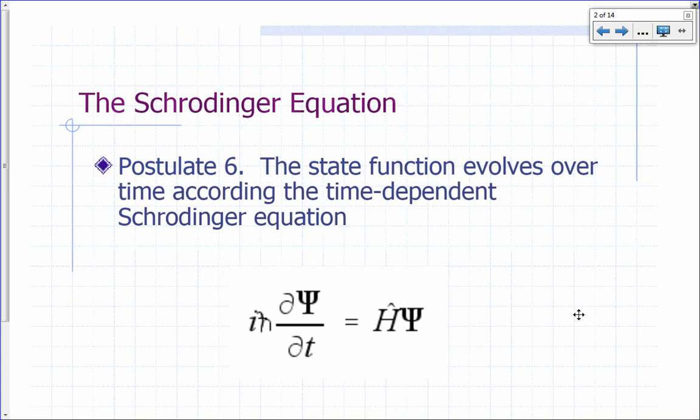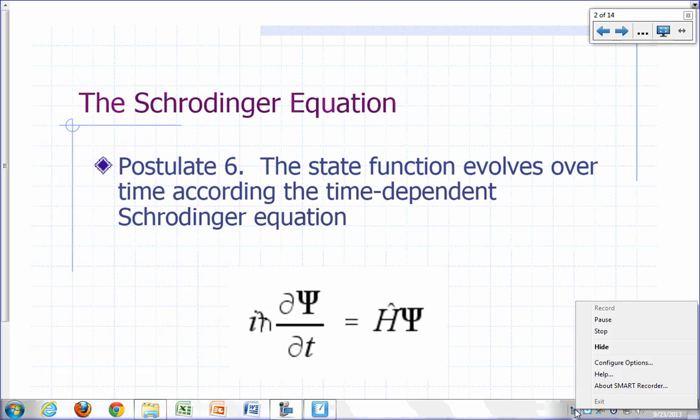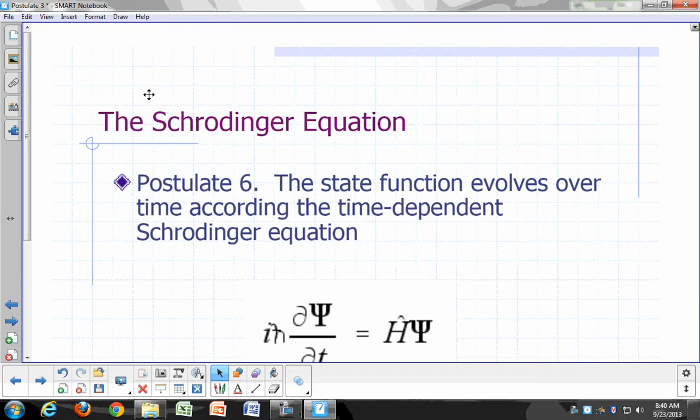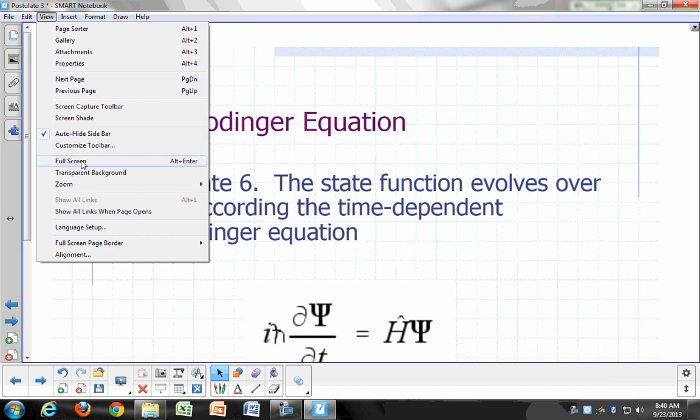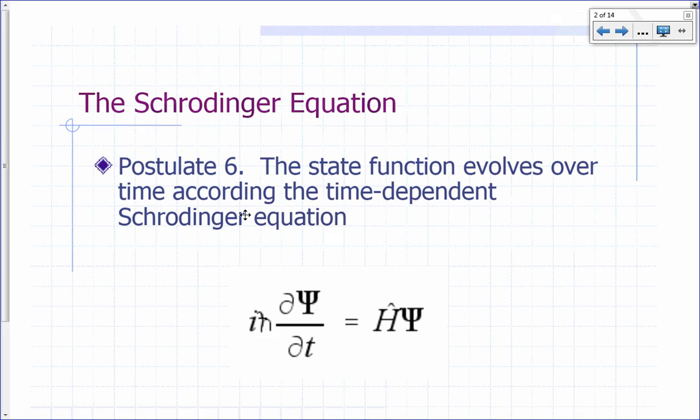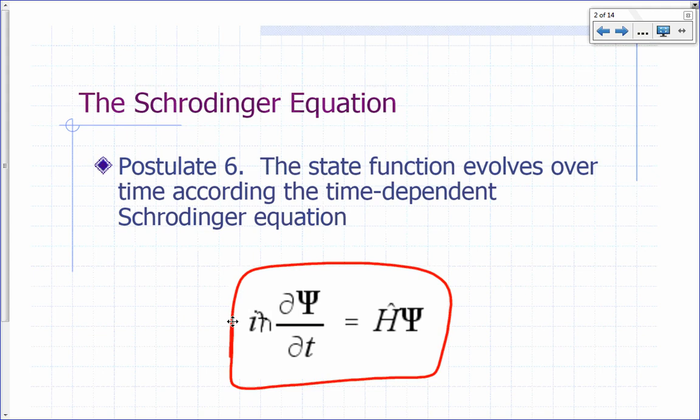Alright, so last time we started talking about postulate number 6 in our list of postulates. This is the time-dependent Schrodinger equation, which is given by this expression right here: i h bar, partial derivative of psi with respect to time, is equal to H hat psi, where H hat here is what you would call your Hamiltonian operator, right?